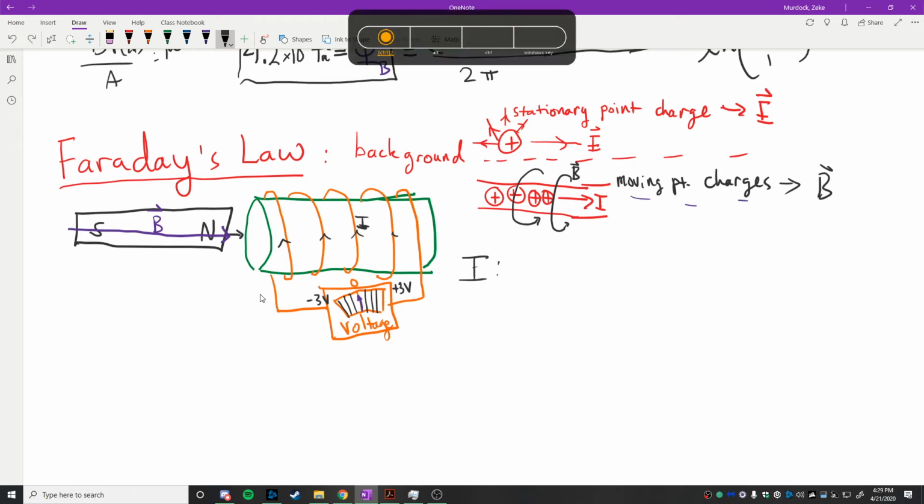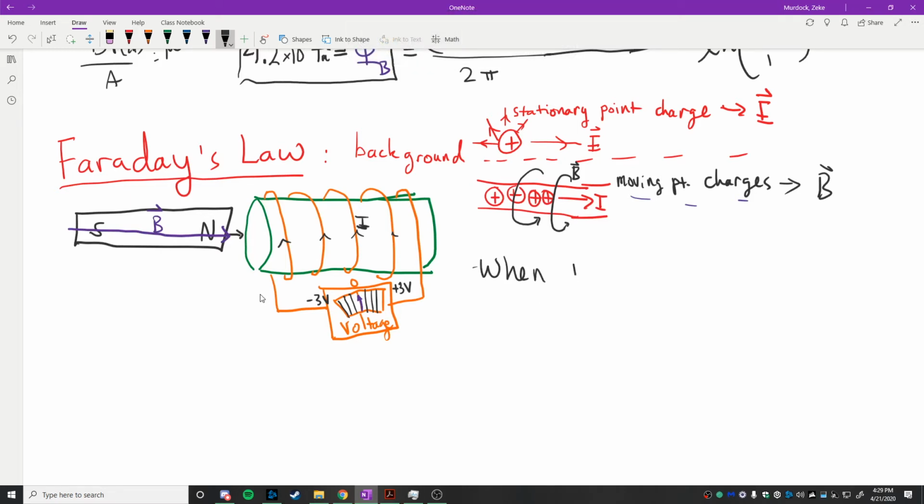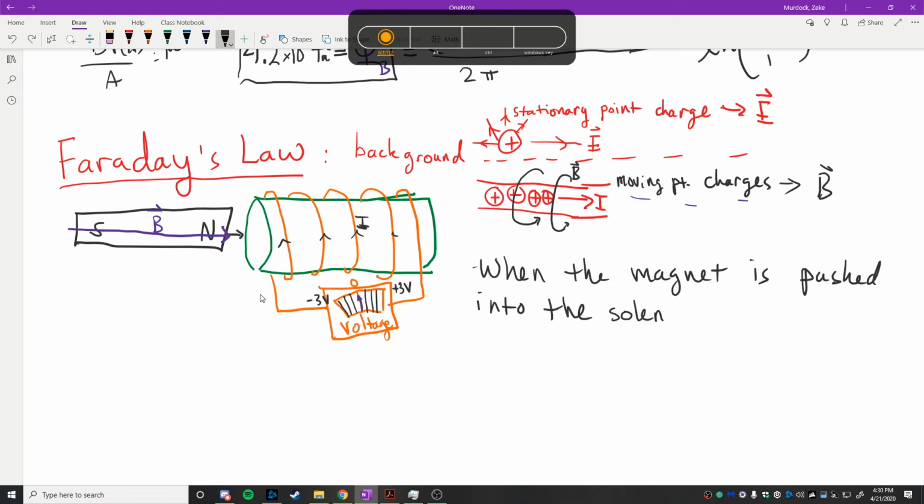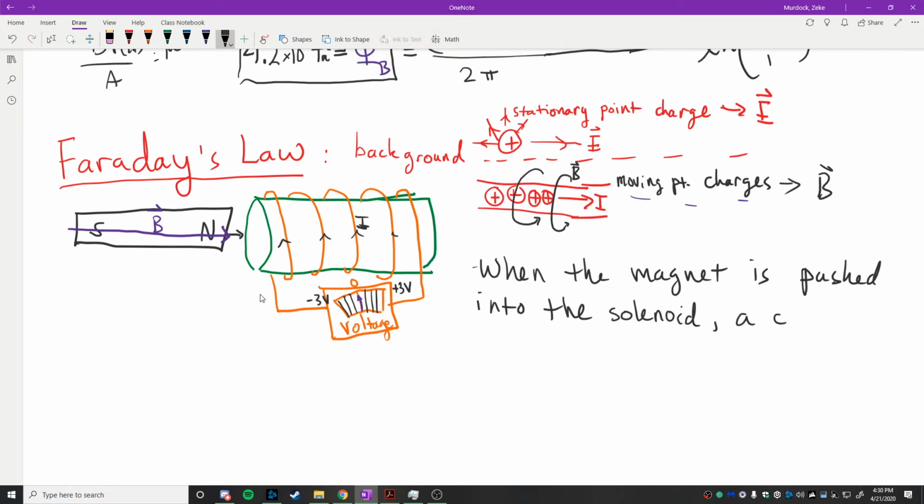And in more detail, when the magnet is pushed into the solenoid, into the loop, it's just the coil, a current begins to flow. And we often say a current is induced. That's the language we're going to use: induced.